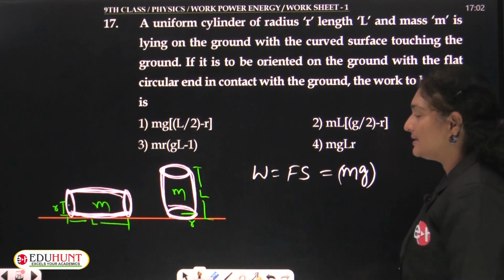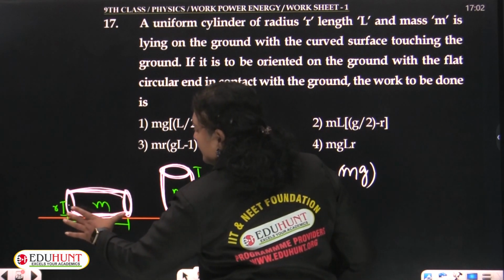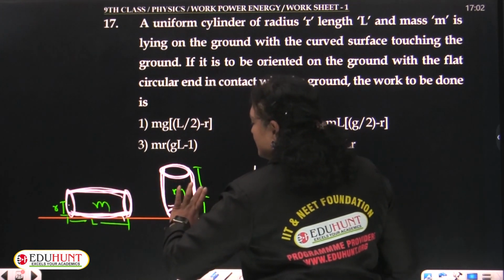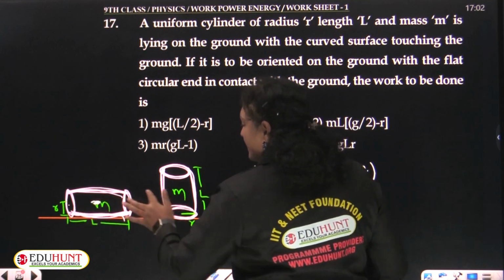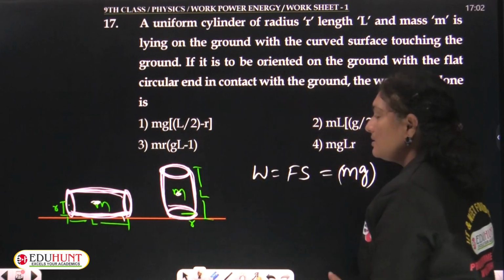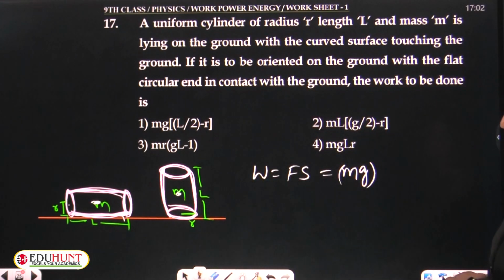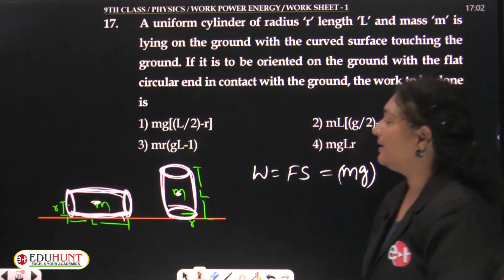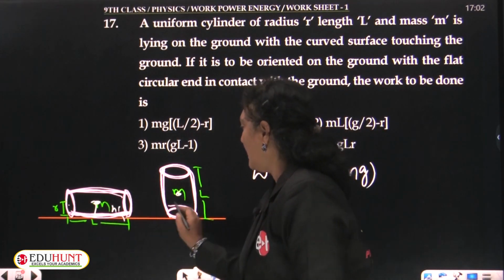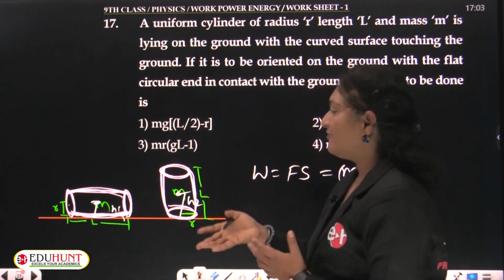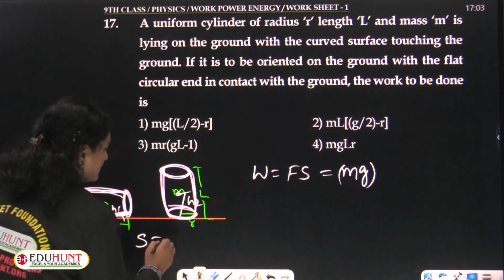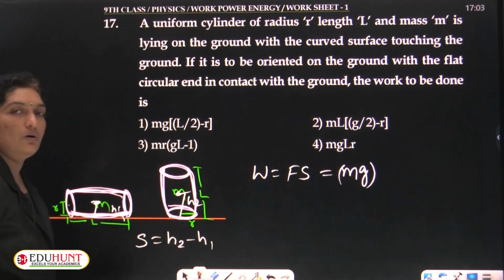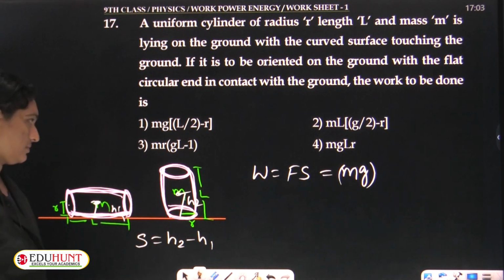Whereas the displacement is, earlier this was the position L and now this was the position L. So, the center must be lying here and this center has to be brought here. So, some difference in the height is being made. This is nothing but displacement. Displacement is nothing but this height h1 and this height h2. The difference in the heights is nothing but the displacement. So, clearly the value of S is equal to new height minus old height.